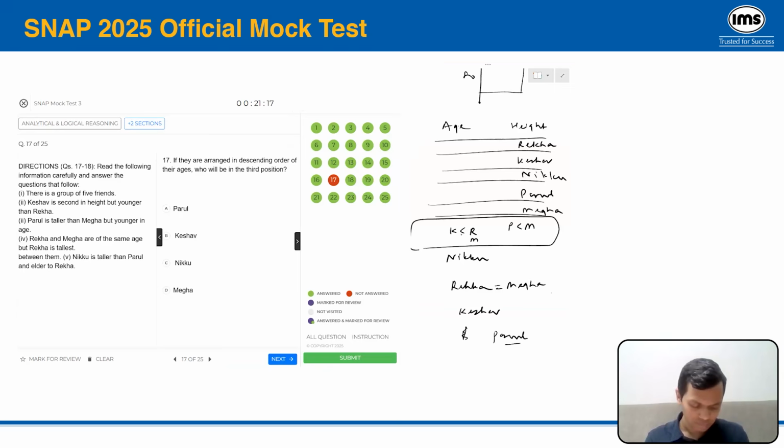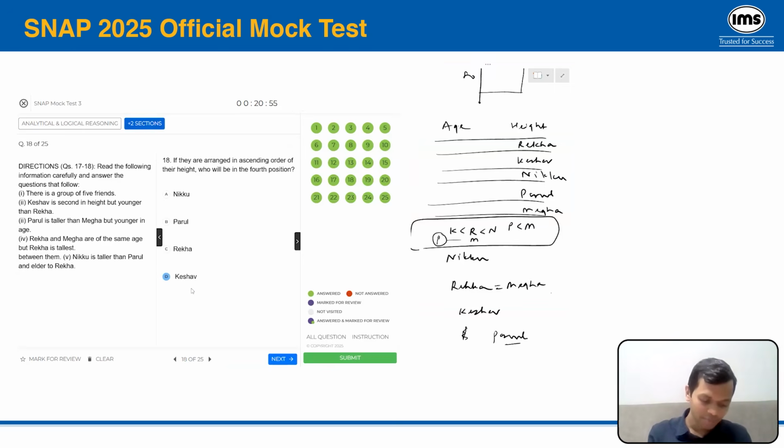This is sad. Niku is elder to Rekha. And P will be here somewhere. Third position you can't determine. I mean, it can be M or R. So R is not there. So I'm going to go with Megha. I don't know. Maybe right, maybe wrong.